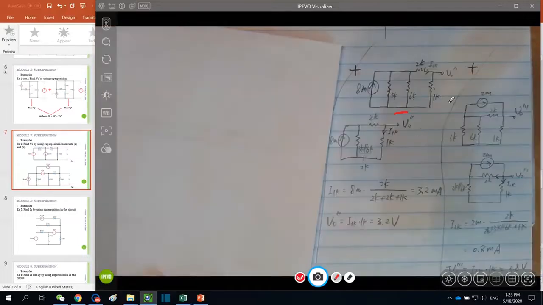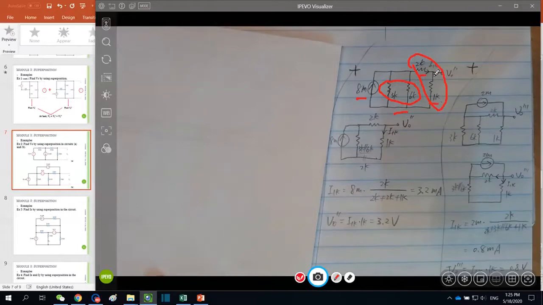So second circuit here. To find V naught double prime, a similar idea. I just need to find the current going through the 1 kilo ohm here. Now this time I'm combining 3K and 6K as parallel to share the total 8 milliampere with this 1K and 2K, because 1K and 2K are series connected. So these 2 branches basically share the total 8 milliampere.